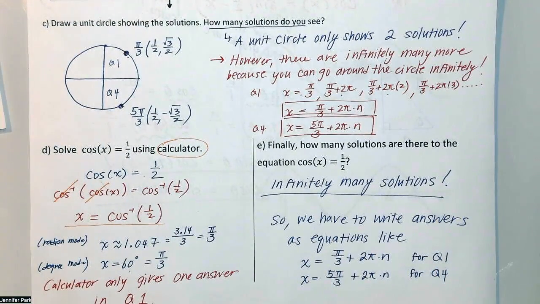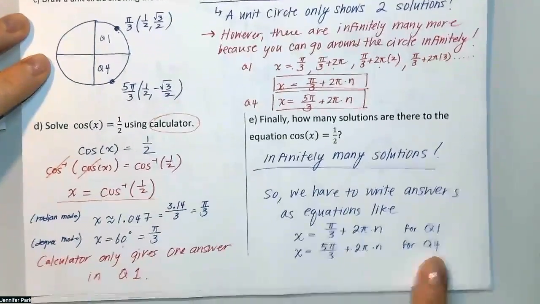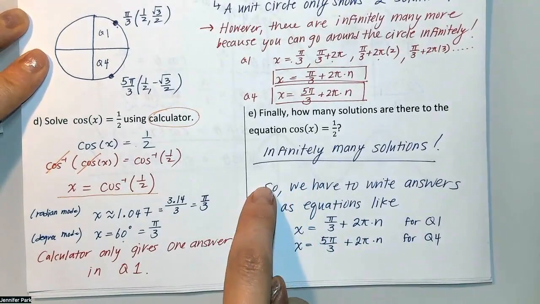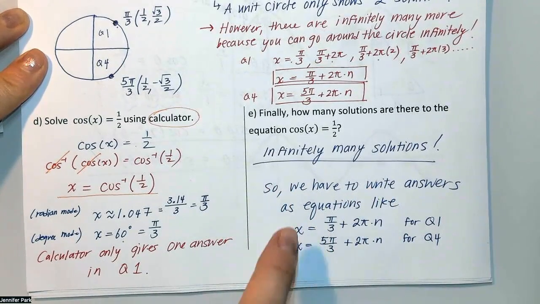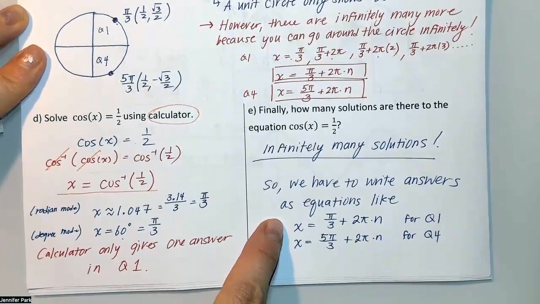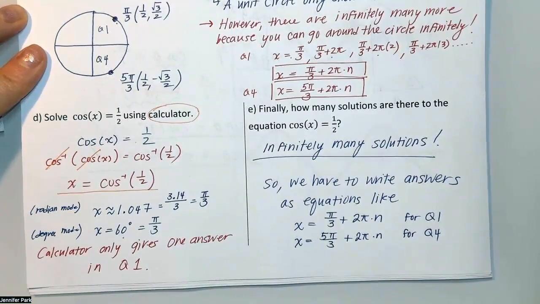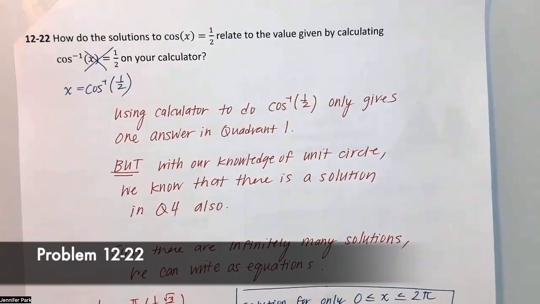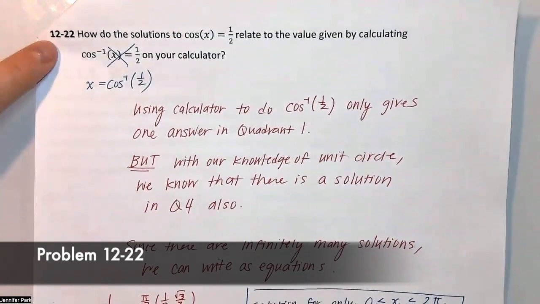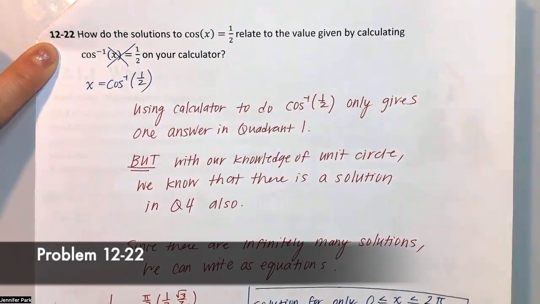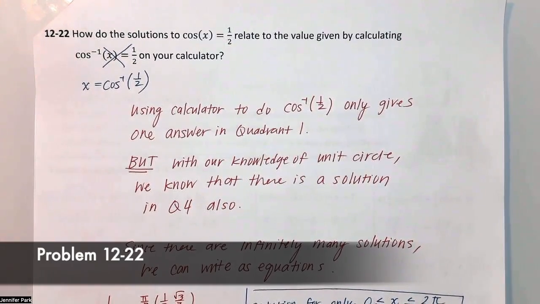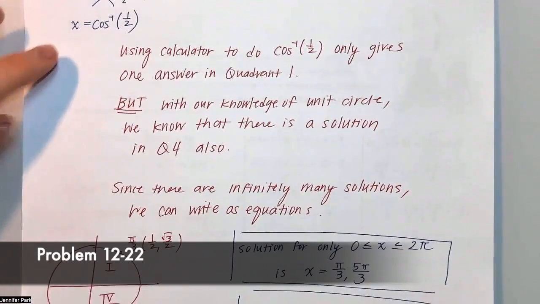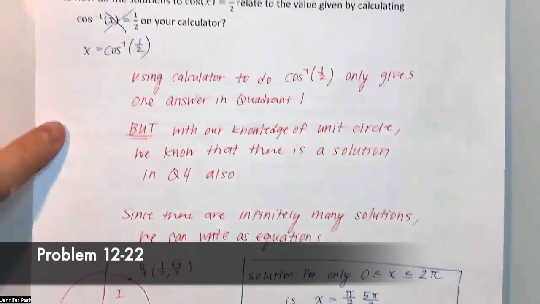You're going to have to rely on your knowledge of unit circles, and you do have to keep in mind that there are always going to be infinitely many solutions. That's why, in part E, you always want to write answers as equations if you're asked to give all solutions. Okay, so for that last part in your handout, please make sure that you are answering 12-22, and then after that you can come back to look at my solutions with a little bit more explanation.